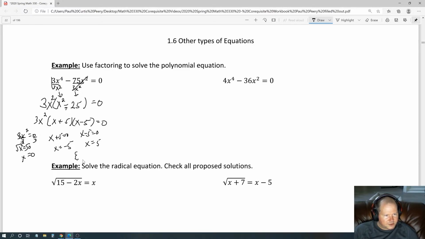So the answer on this one in set notation would be 0, negative 5, and positive 5. Notice that I did not put them in order, but that's okay. This is set notation. Order doesn't matter on this one.